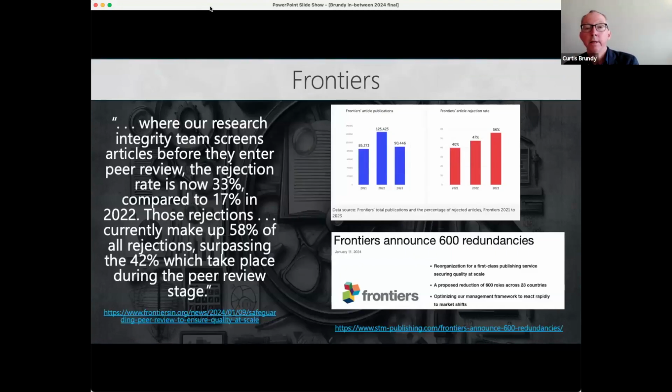But starting with some individual publisher responses, I think publishers, to their credit, have largely recognized the damage that's taking place and have mounted a response. So with Frontiers, what does this look like? Well, in 2023, it looked like a drastic tightening of their publishing integrity efforts, which led to a very dramatic drop in their article output. Frontiers is an APC-based publisher. So when they go from 125,000 articles in 2022 to 90,000 articles in 2023, that's a huge drop in revenue.